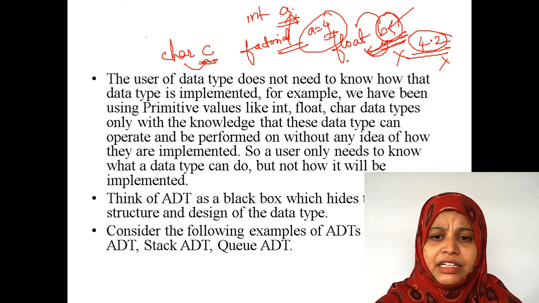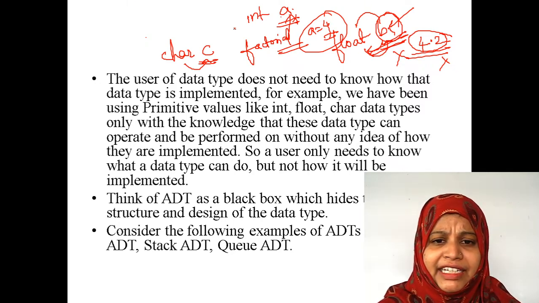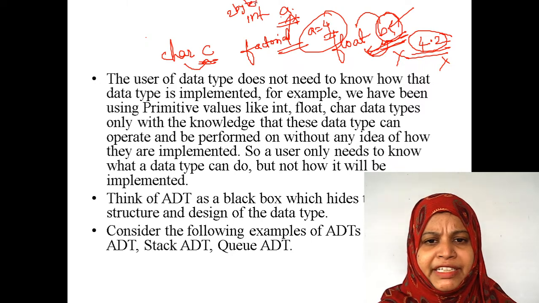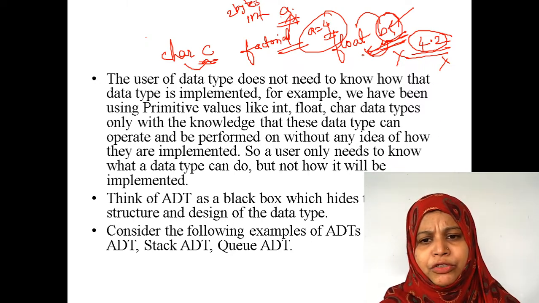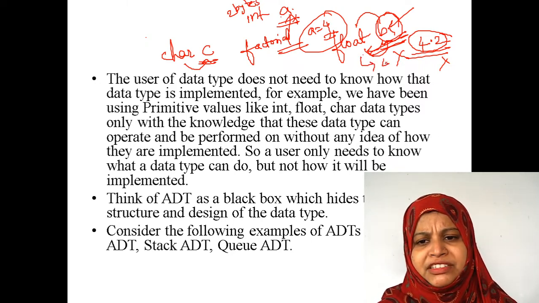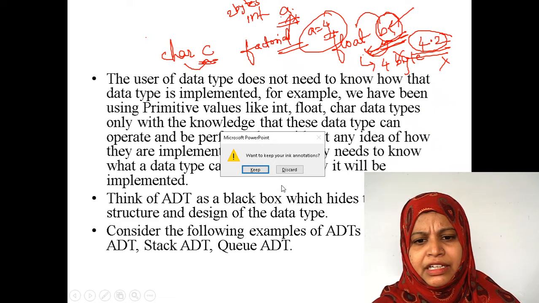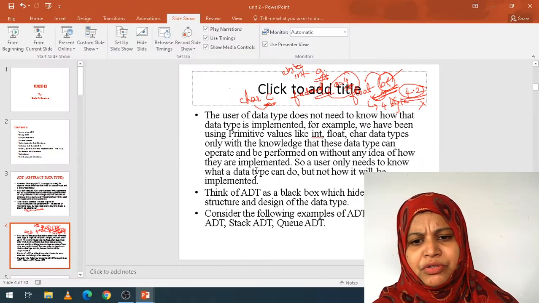Here I am going to declare int a. Int a means the system is going to allocate 2 bytes of memory to the variable a. Float b means the system is going to allocate 4 bytes of memory to the variable b, right? Character means the system is going to allocate 1 byte of memory to that particular variable, right.